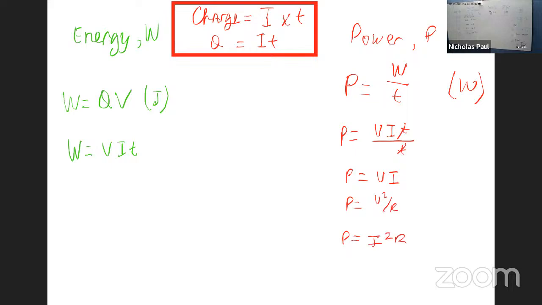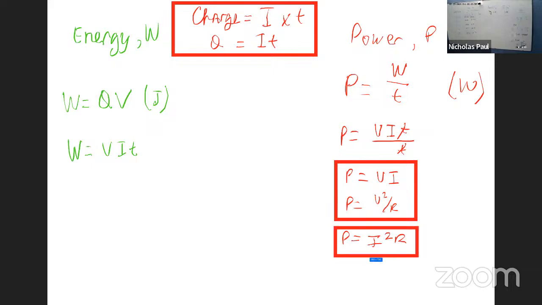Right, and if you make other substitutions, you will end up with those three formulas there. The first two are what we use to find power supplied. The last one is what we use to find power loss.